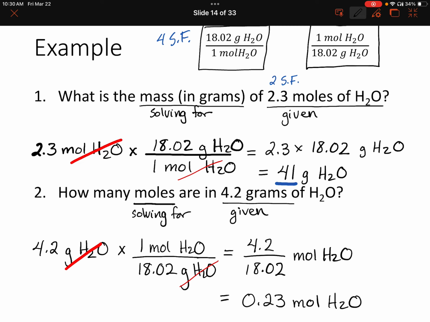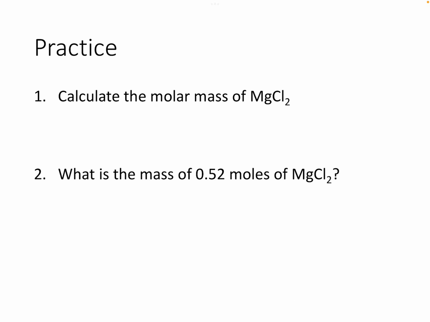All right, so hopefully not too bad so far. Just doing some simple conversions here. Let's do another practice problem. In this problem, you're asked to calculate the molar mass of magnesium chloride, MgCl2. And then once you have the molar mass, you're asked what is the mass of 0.52 moles of MgCl2. So see if you can do this on your own. Pause the video, and when you're done, unpause and we'll go over it together.